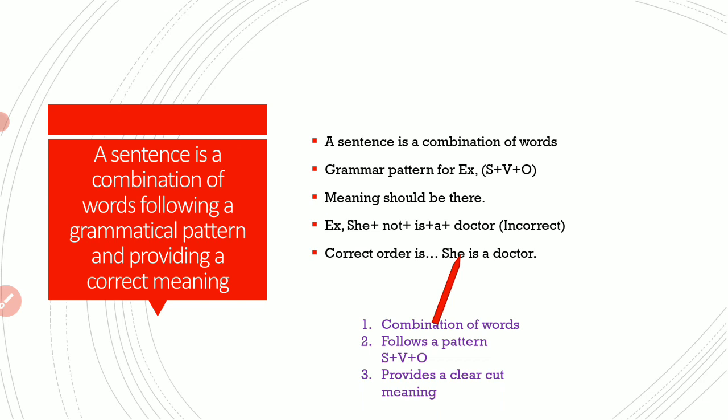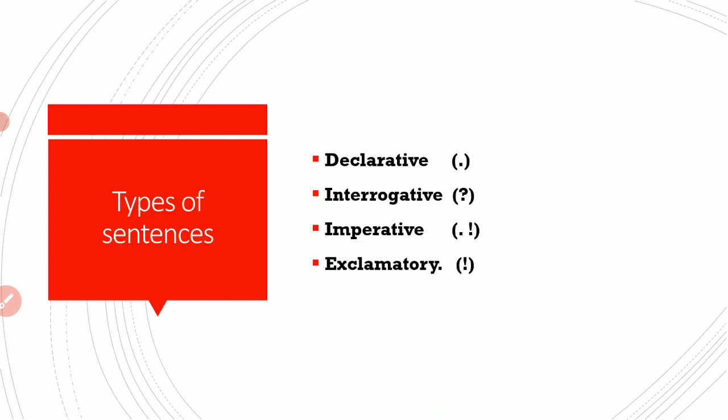When you talk about the sentence "She is a doctor," it gives a clear meaning to the person you are talking to. For example, I said to my friend, look, she is a doctor. So the person who is listening to me will be able to understand the information which I am giving him correctly, because the sentence is purely following these three elements. First, combination of words. Two, it is following a pattern. Point number three, it is giving a clear-cut meaning.